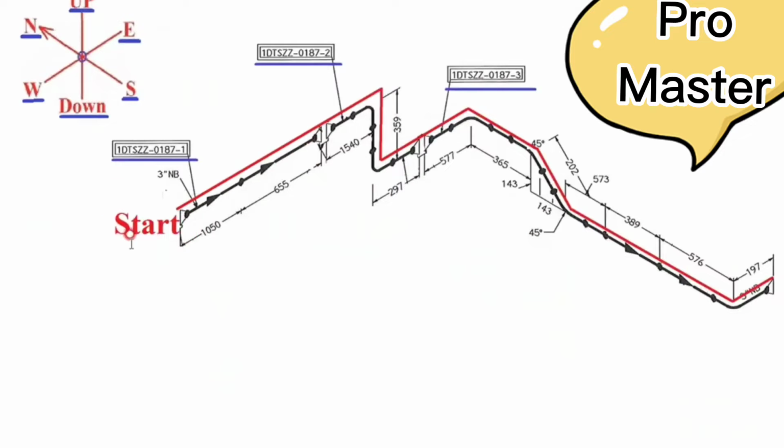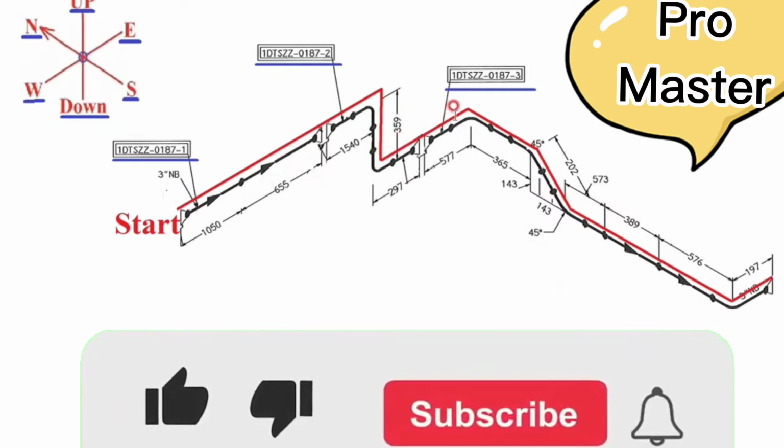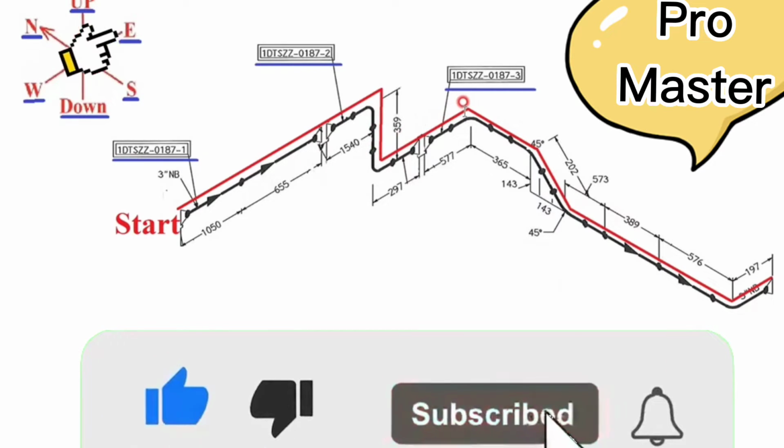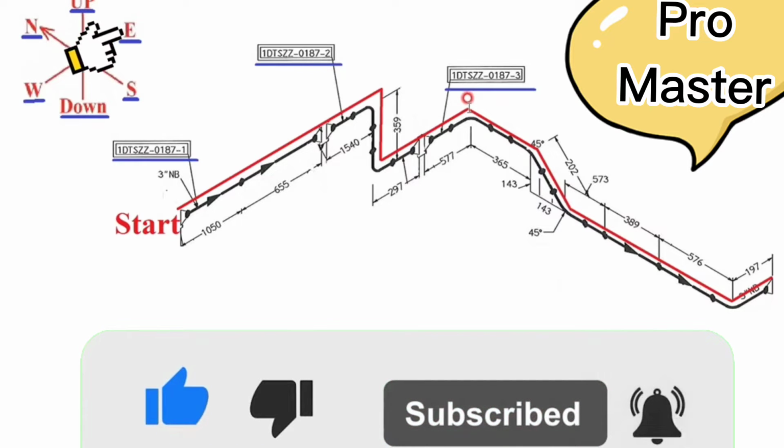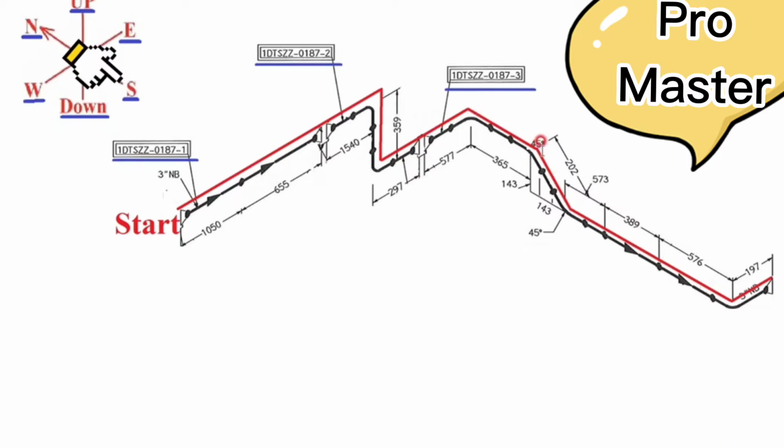Let's quickly repeat what we learned in the drawing. The pipe starts from this point and travels to the east direction. Turns to down from here. Turns from here again to the east direction. And after this point travels to the south direction.